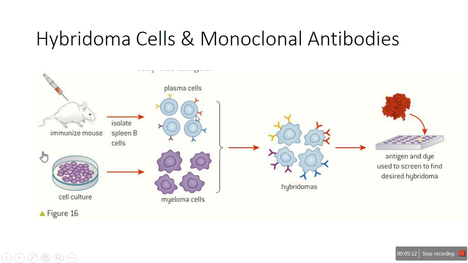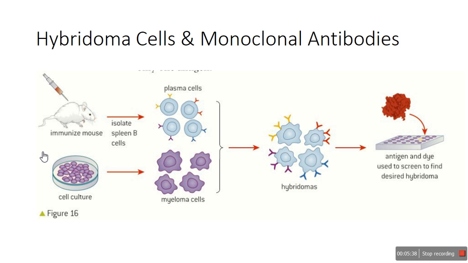You can see here those plasma cells, they've got yellow ones, red ones, yellow ones, blue ones and purple ones. Now the beta cells are then fused with cancer cells called myeloma cells. These are our cancerous cells, and obviously we know about cancers that they divide rapidly without control, and in this case that is exactly what we want them to do.